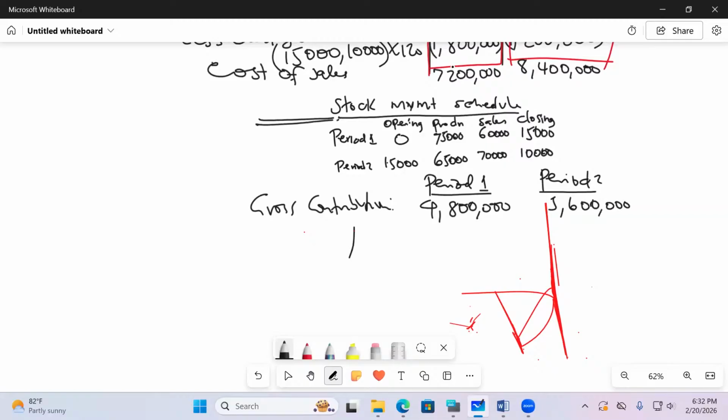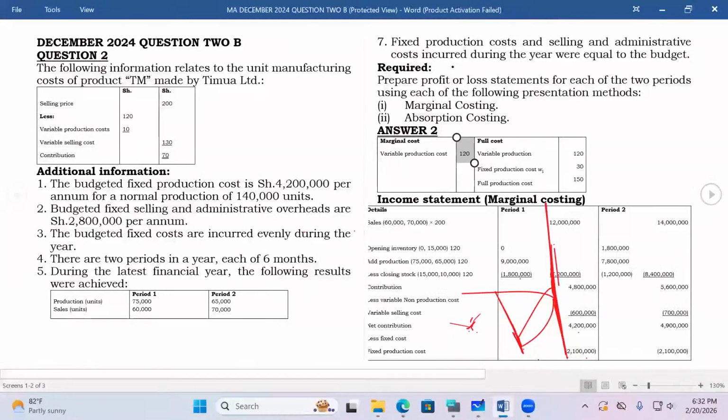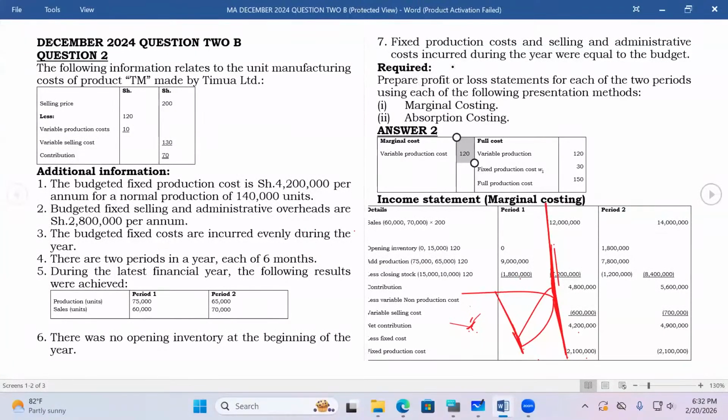So having gotten a gross contribution, my objective is to get net contribution. What will I deduct from this to get net contribution? Variable selling costs. The variable selling cost I can easily get because the examiner has given them to me. If I come to the question here, I know this 120 is variable production cost, and then the variable selling is how much here?